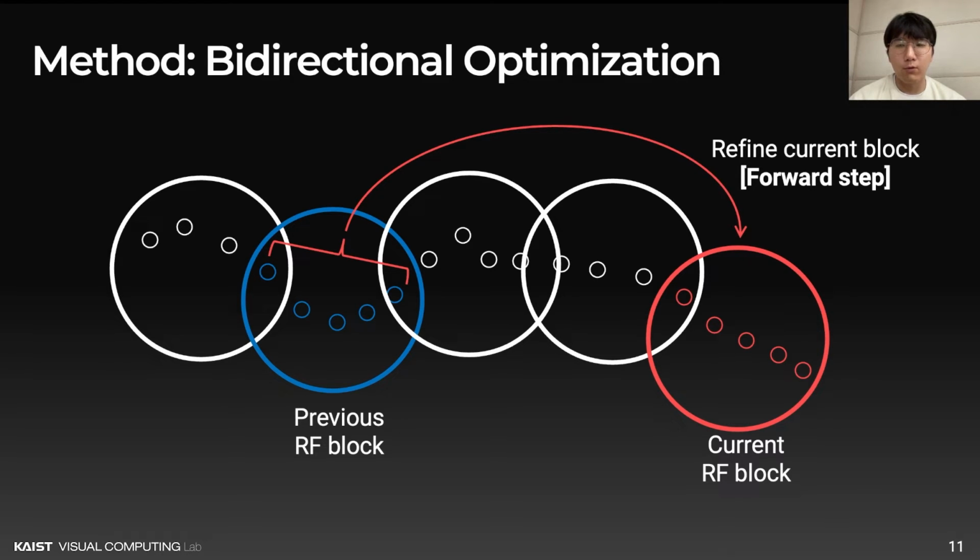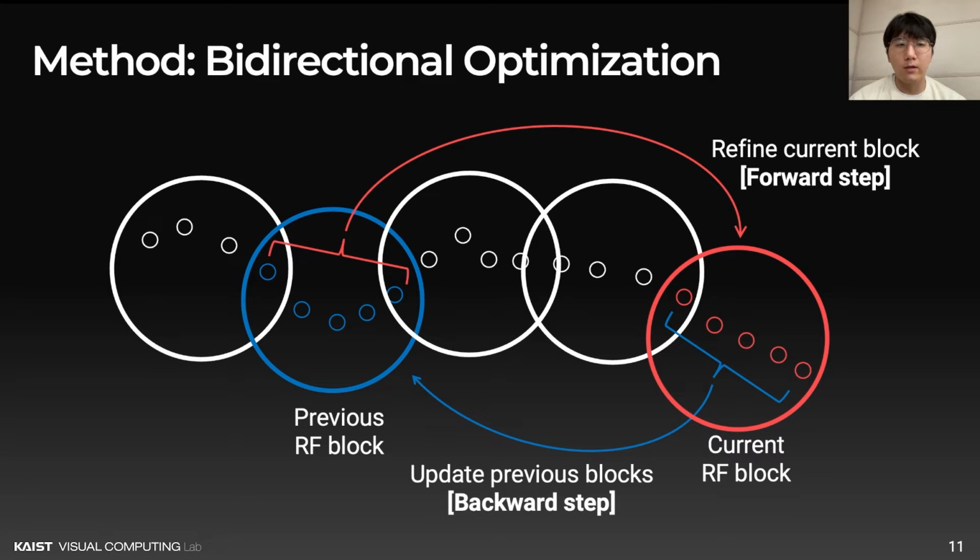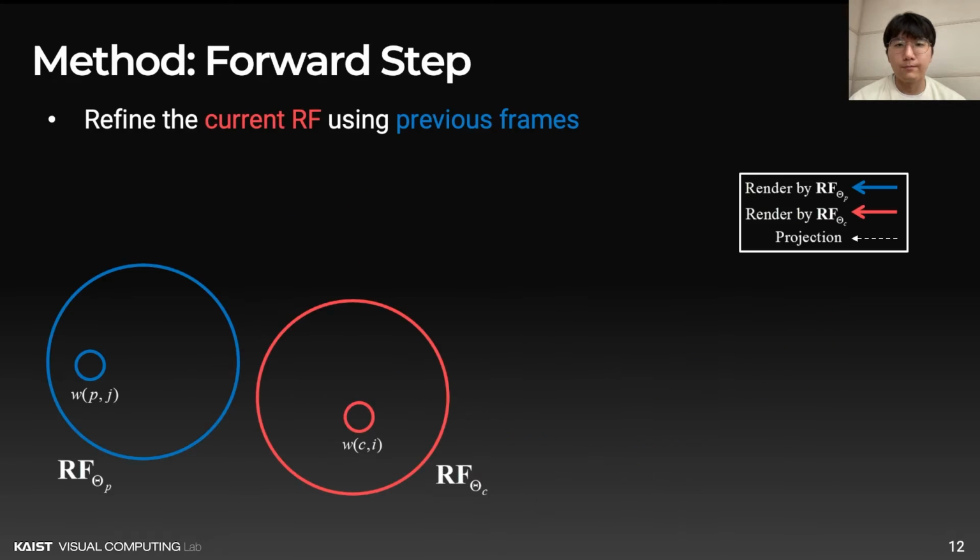Now let's call it a forward step. We additionally update the previously converged blocks by the frames for training the current TensoRF and call it a backward step. In the forward step, we refine the current TensoRF using the previous frames.